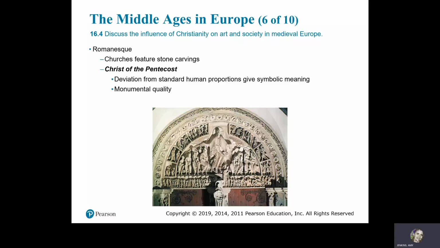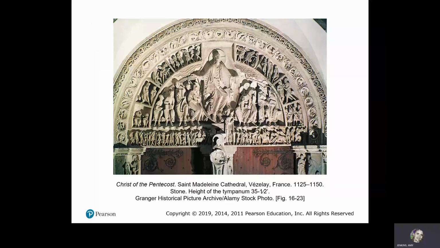This is Christ of the Pentecost. It's a deviation from standard human proportions. It gives symbolic meaning. It has a monumental quality. Christ of the Pentecost, Saint Madeleine Cathedral, Vézelay, France, 1125 to 1150, stone.